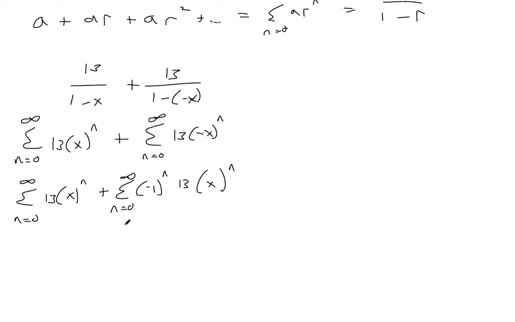And since they're both summing from n equals 0 to infinity, we can add these as one big series. I can factor out a 13 from this term and from this term. I can factor out a 13 and an x to the n. And I'm left with 1 when I factor out 13x to the n. And then over here, I've got my negative 1 to the nth. And I think that's it.